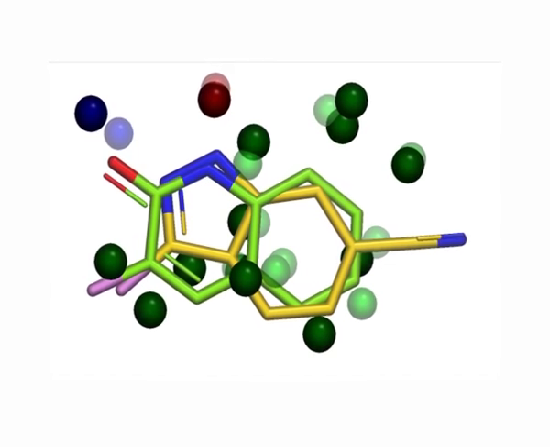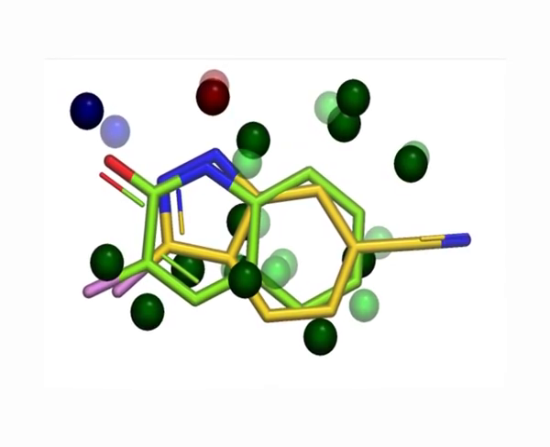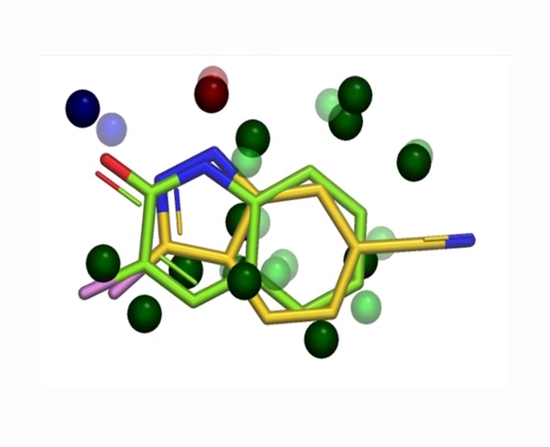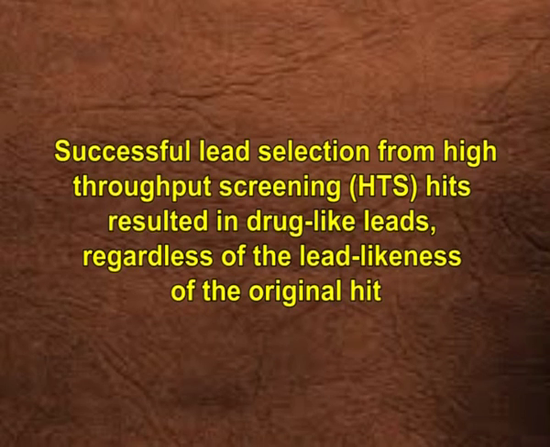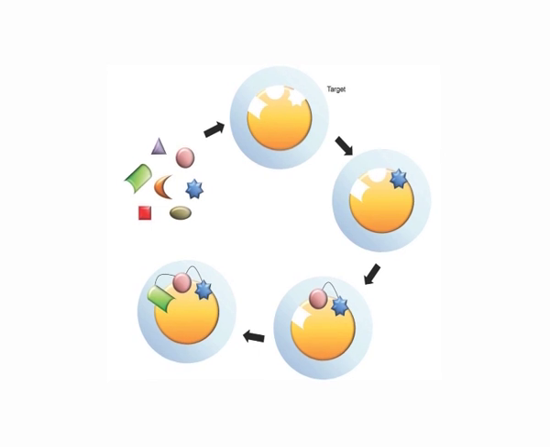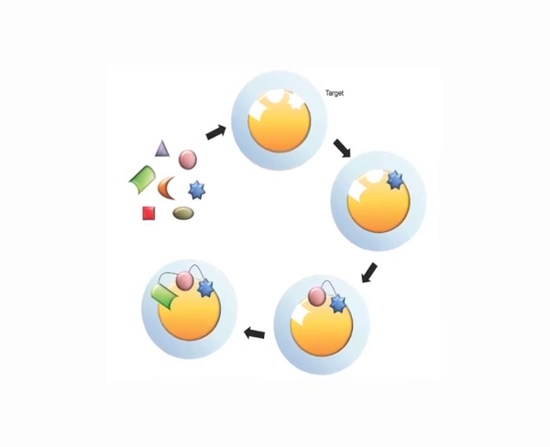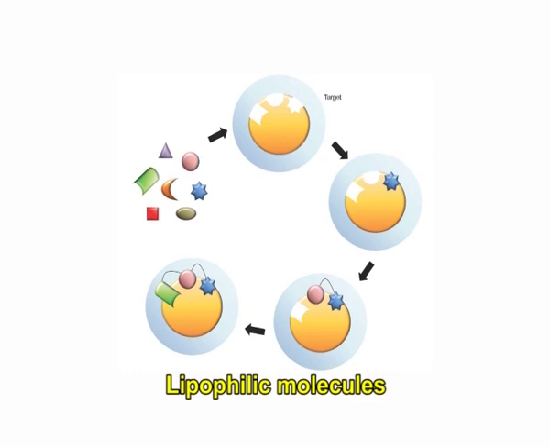Bioisosteric replacement represents a case of hit evolution where hits are transformed using bioisosteric rules. Successful lead selection from high throughput screening hits resulted in drug-like leads regardless of the lead likeness of the original hit. Problems in the lead likeness of the hits are basically attributed to molecular weight and log P, reflecting the fact that hits are often large lipophilic molecules.